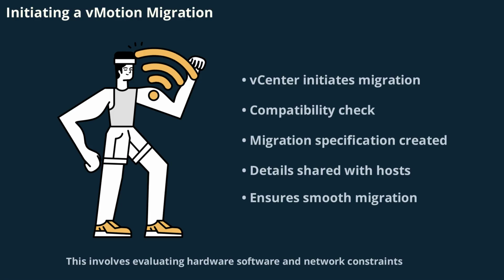Once compatibility is confirmed, the vCenter server prepares a migration specification, detailing the VM, its configuration, source and destination hosts, and network information. This spec is shared with both ESXi hosts, ensuring all necessary details are in place before the migration proceeds. This careful orchestration sets the stage for a smooth and reliable migration.